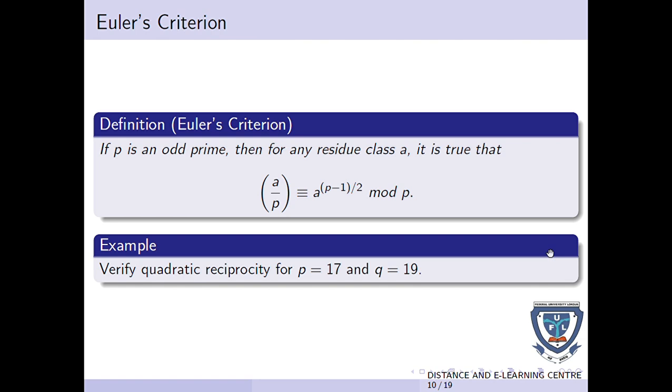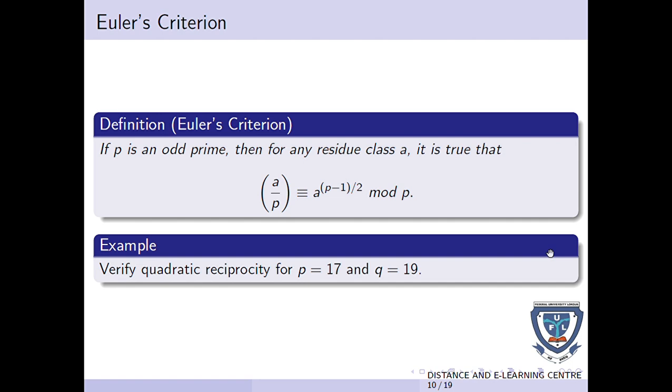Now let's look at Euler's criterion. By definition, if p is an odd prime, then for any residue class a, it is true that a over p is congruent to a raised to power (p minus 1) over 2 modulo p. That is a formula. With this formula, we can easily apply Euler's criterion to determine whether a modulo n is a quadratic residue or not.